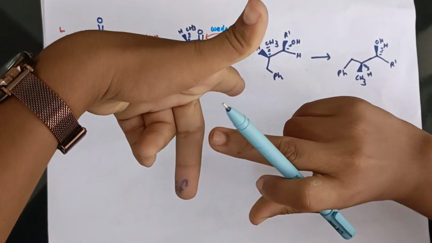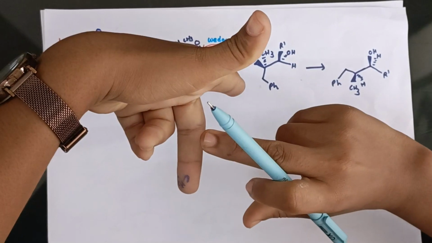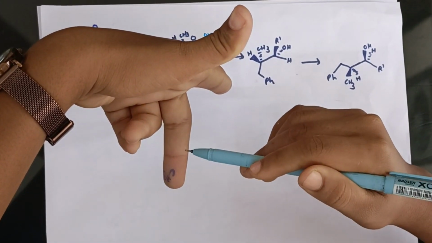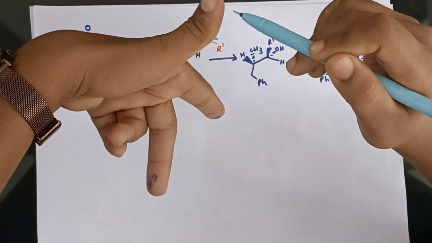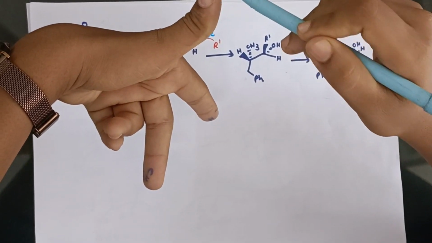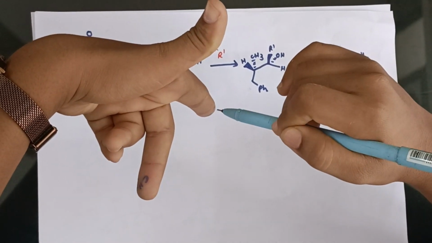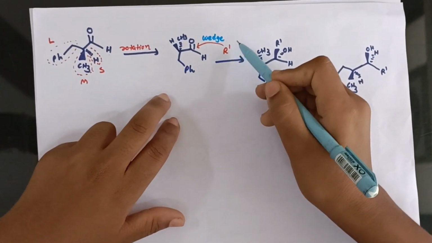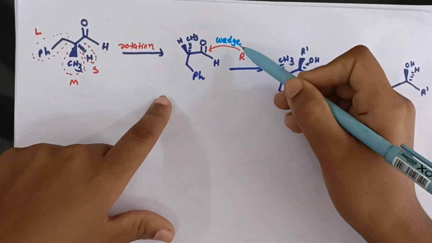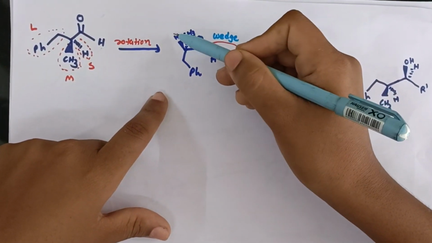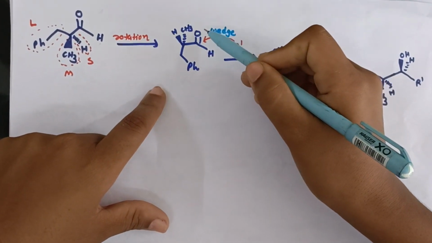Now this is the medium substituent. It means the hydrogen is near to me, that means it is on the wedge side, and the medium substituent is the methyl, it is away from me, that means it is on the dash side, and the large substituent is in the plane. Now R dash attaches to the wedge side because the hydrogen is on the wedge side. It means the small substituent is on the wedge side, so R dash is attached to the wedge side.